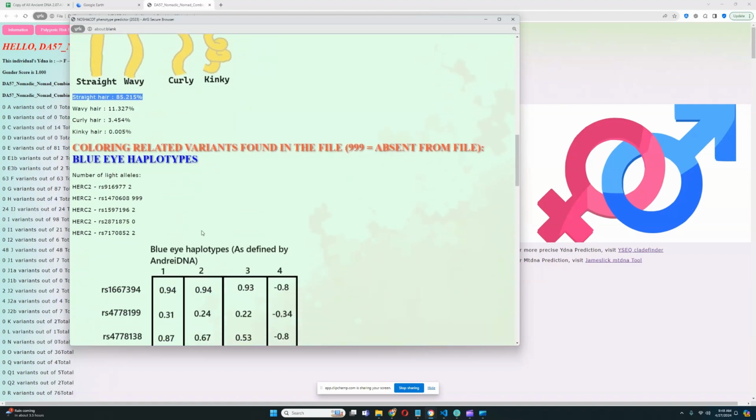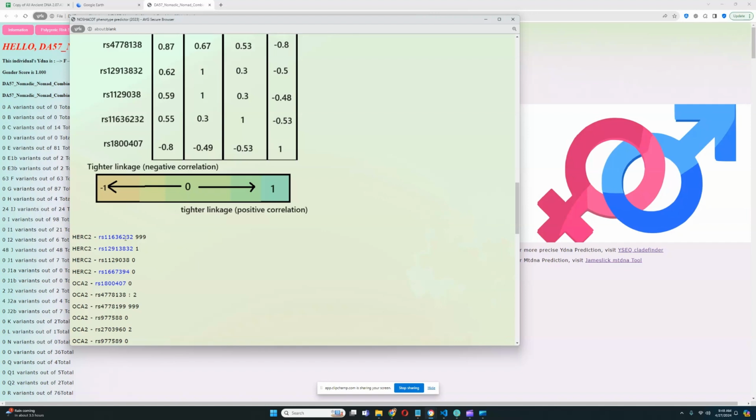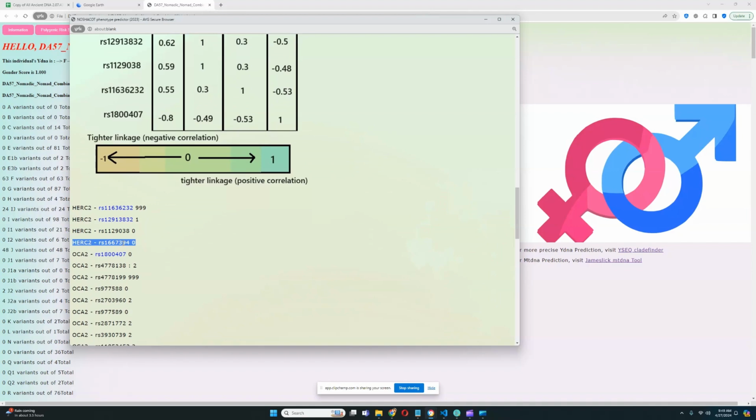For coloring-related variants found in the file, looks like he does not have genotype for BH3. We don't know, but we can pretty much assume he does not have BH3 because of his ethnicity and because of what he scores. Heterozygous for BH2, but he does not have any light color variants here. And he does not have blue eye haplotype.